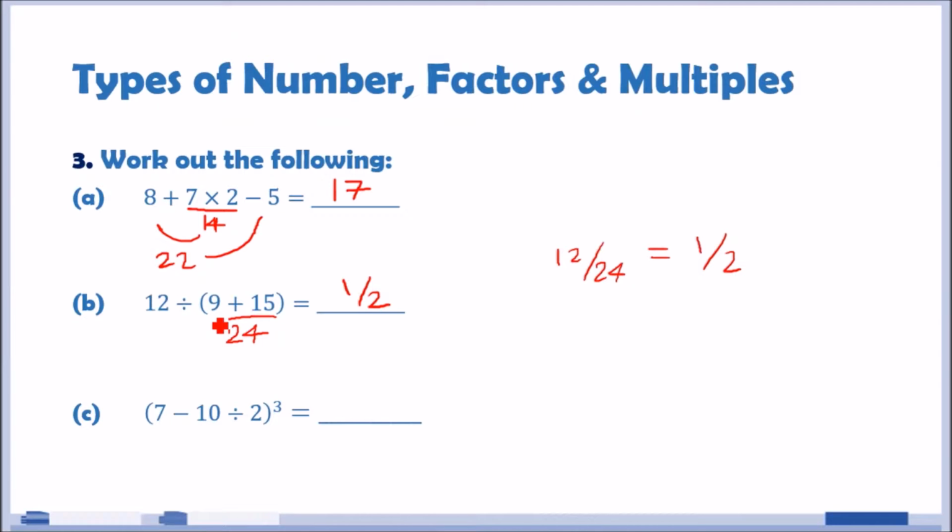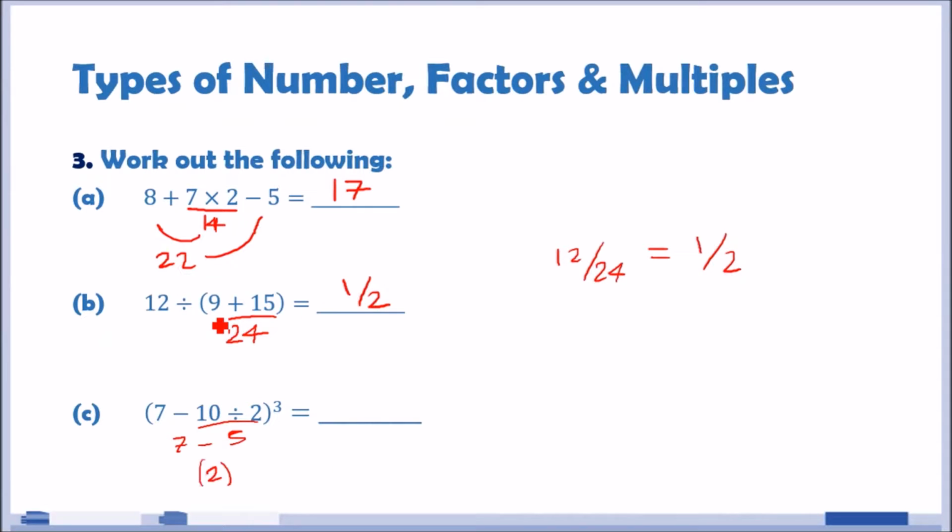Easy. And lastly, 7 minus 10 divided by 2, all cubed. So again, the rules of BODMAS apply. Brackets first, so we're in the brackets. Now within the brackets, we have subtract and divide, so we do division because D comes before S. Now 10 divided by 2 is 5. 7 take away 5 gives us 2.